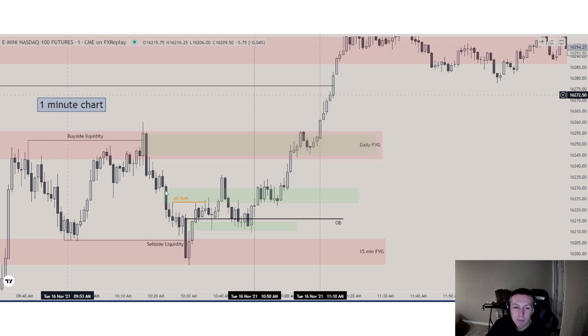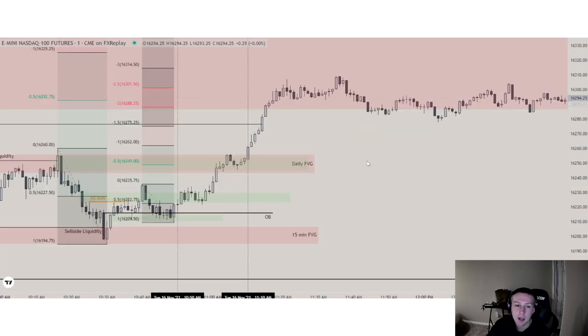And then I'm drawing out this inverse fair value gap. We then close above it. This gets reclaimed as an inversion. And we have another breaker within the market, and we reaccumulate right within that breaker, within that daily fair value gap as well. And then boom, we end up coming up to buy side right here.